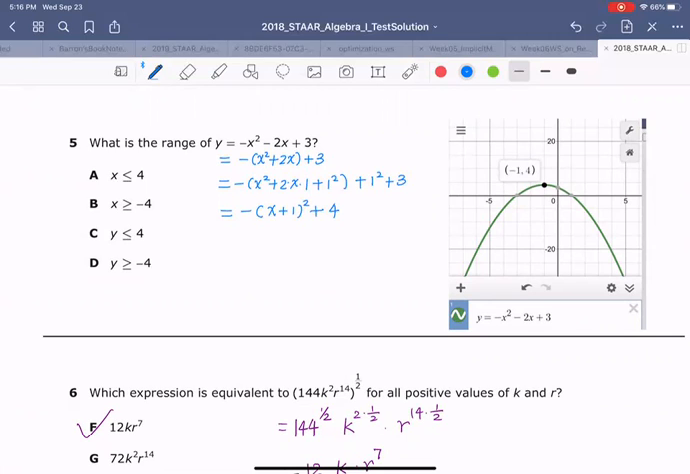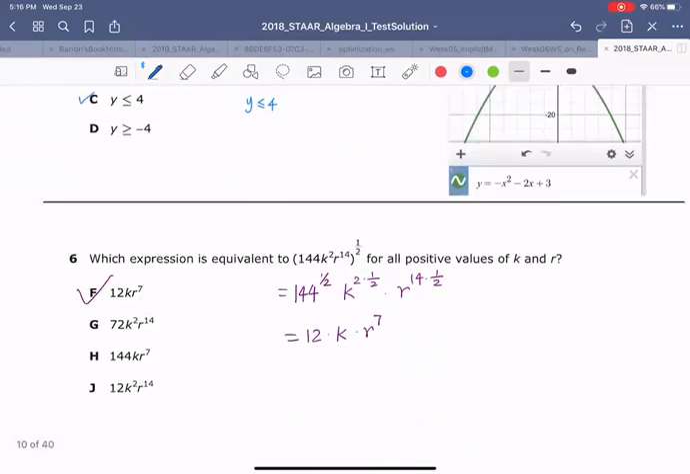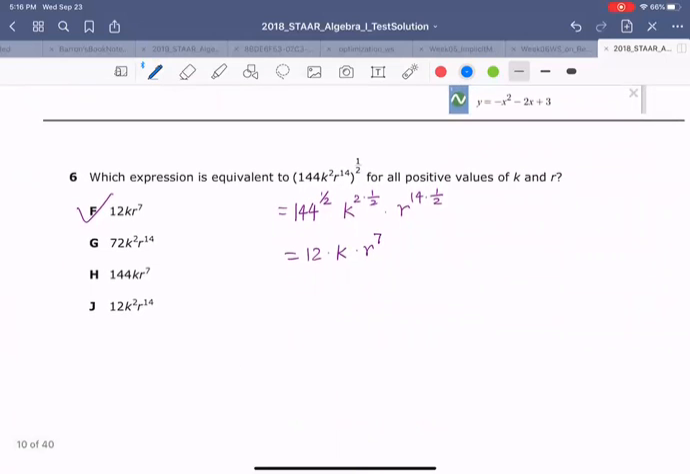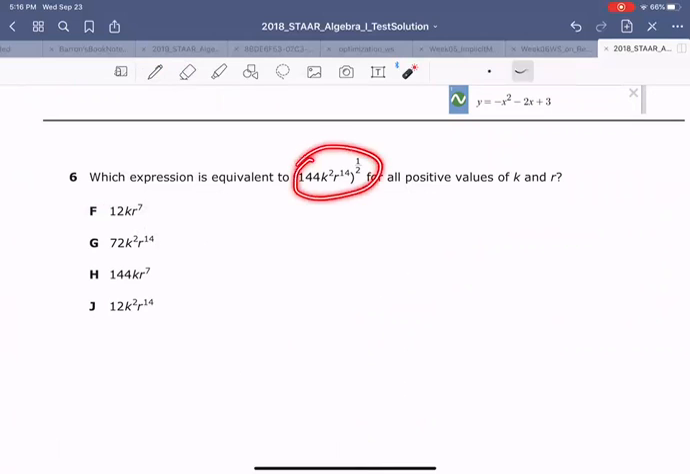So the y will be what? It's c. So y will be less than or equal to 4. You already see how critically important vertex form is, right? Completing the square is critically important. Angela, let's talk about number 6.